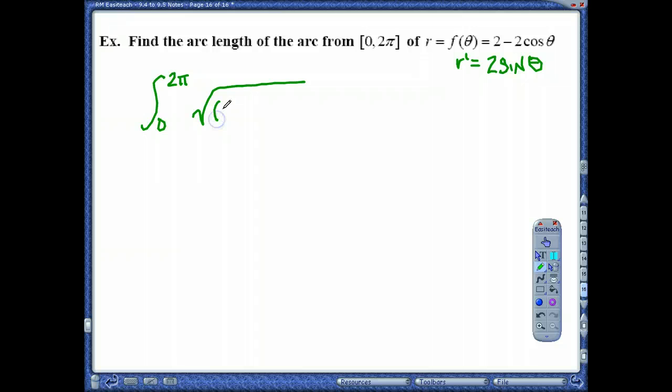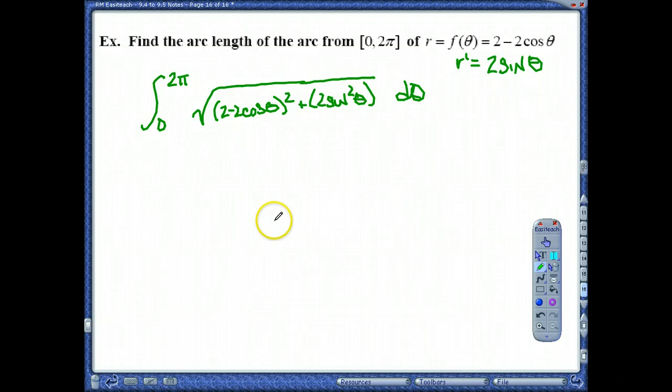So we take r squared, I forgot my theta, okay, squared. And then plus the derivative squared. And don't forget your d theta. All right, so you put that in your handy dandy little calculator and it is going to give you a nice pretty answer of 16.